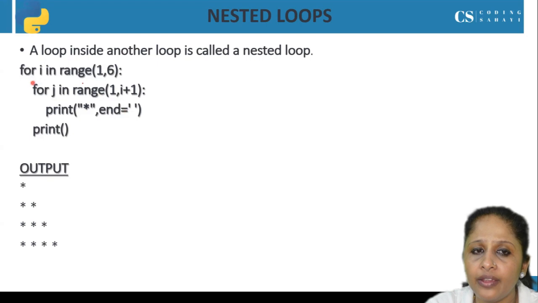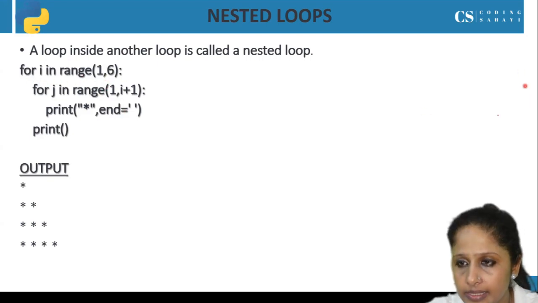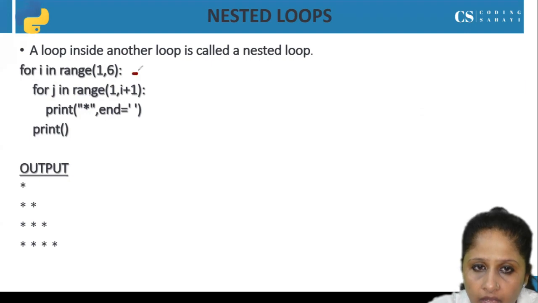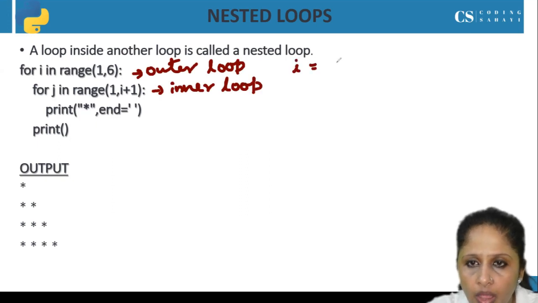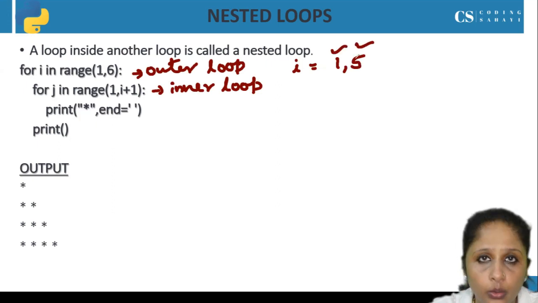Here actually I have written a code for i in range of 1, 6. That means this is our outer loop and this is our inner loop. So here in the outer loop, the condition is i is from 1 to 6. That means i is from 1 to 5, including 5.